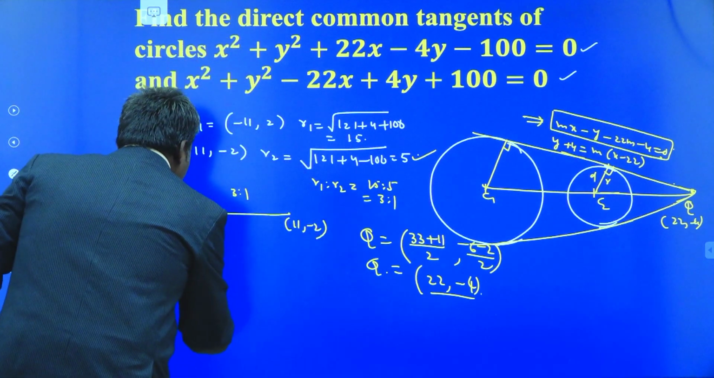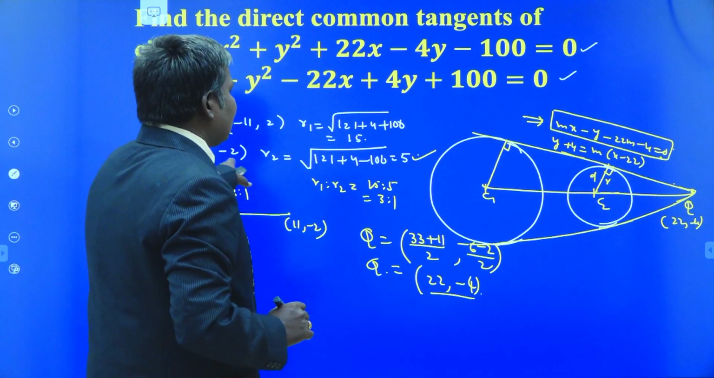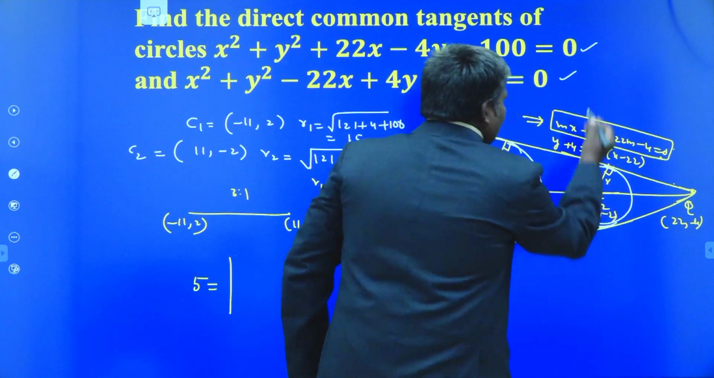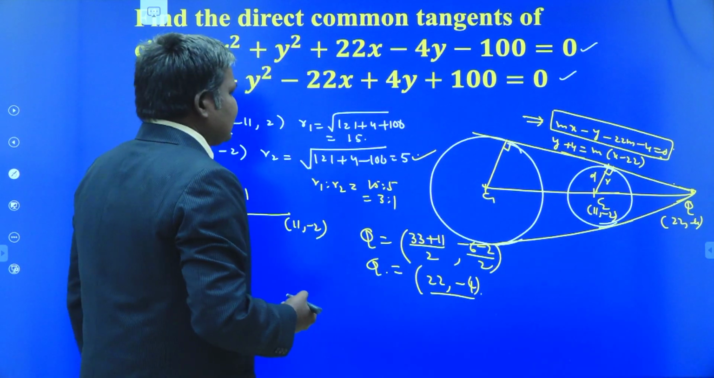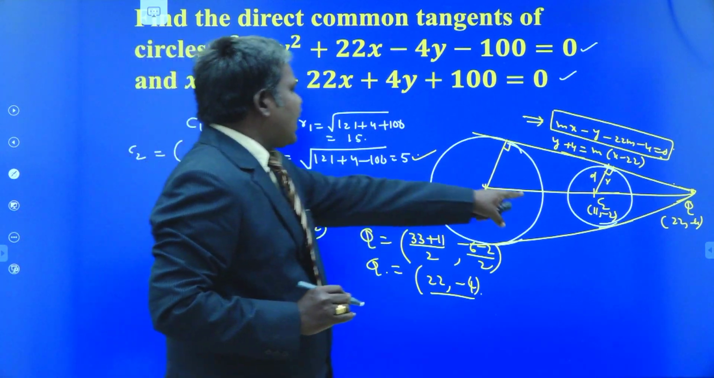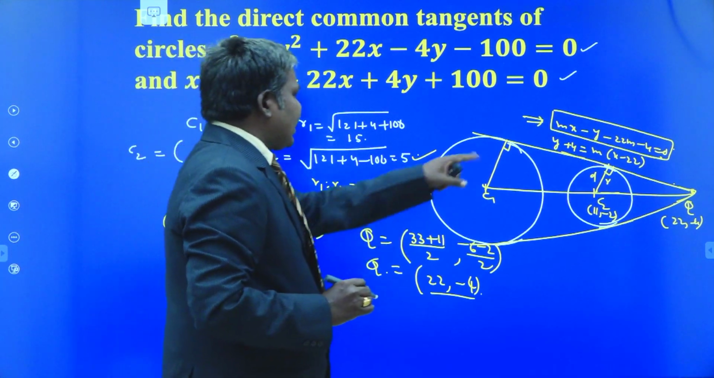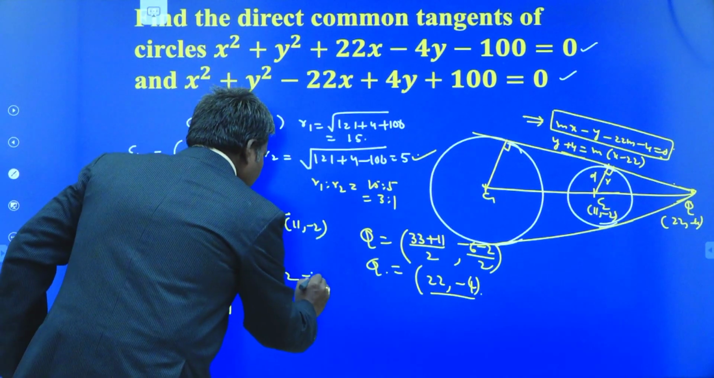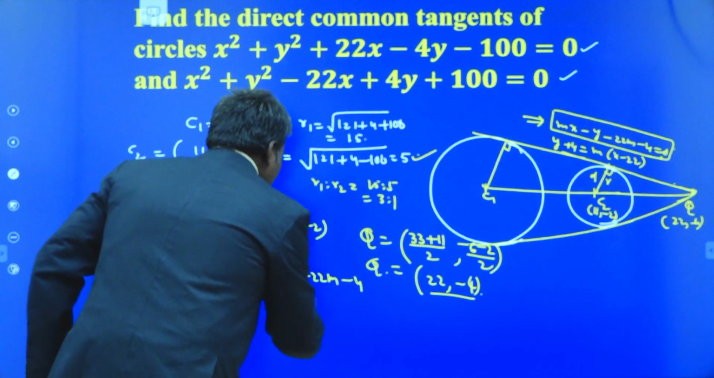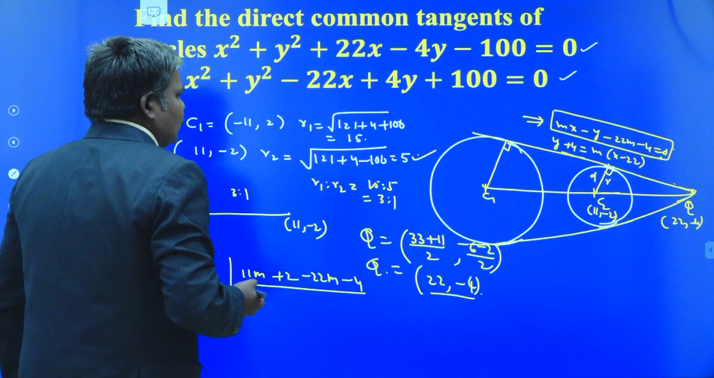So what is the radius of the second circle? 5 units is equal to the modulus of the perpendicular distance from the center 11 comma minus 2 to that line. What is the perpendicular distance here? 11 into m, 11m. This is 11m minus 2 into minus 1, that is plus 2. So 11m plus 2 minus 22m minus 4, by the formula ax1 plus by1 plus c by root of a square plus b square. Root of a square plus b square means root of m square plus 1.